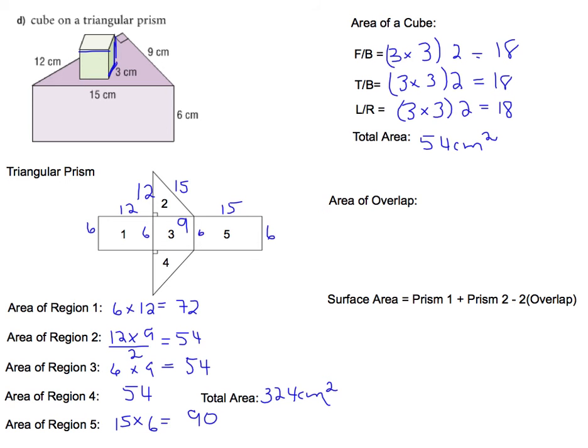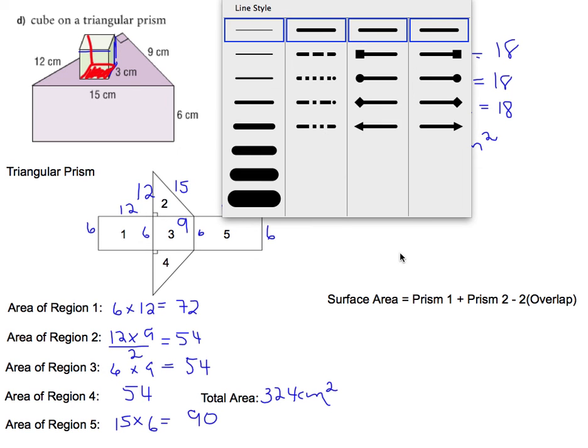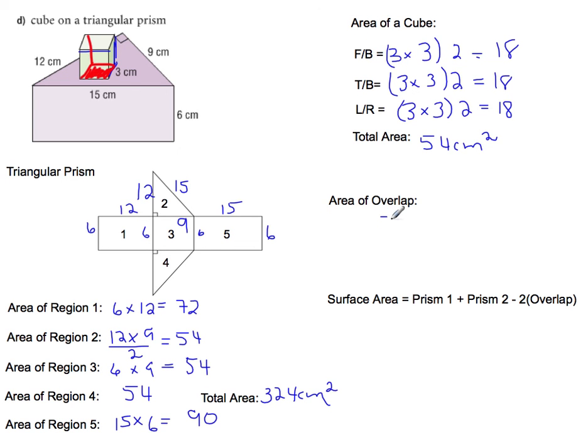Now our area of overlap, let me change pens here, is going to be the bottom of this cube. So if I draw my cube in 3 dimensions, my overlap is going to be the bottom of that cube. So once again, my area is going to be 3 by 3, which is 9. There's only one area of overlap, so we can go right to our formula.